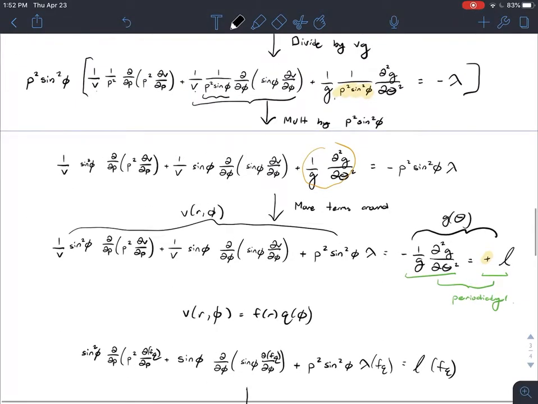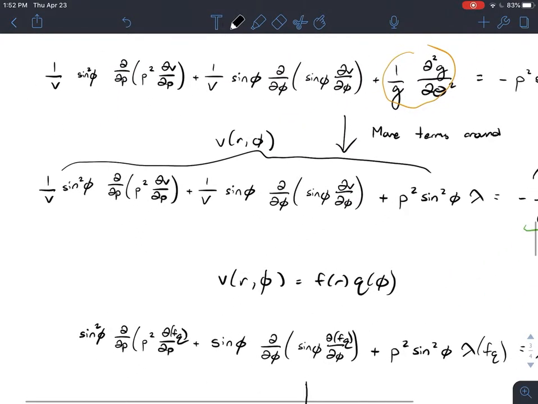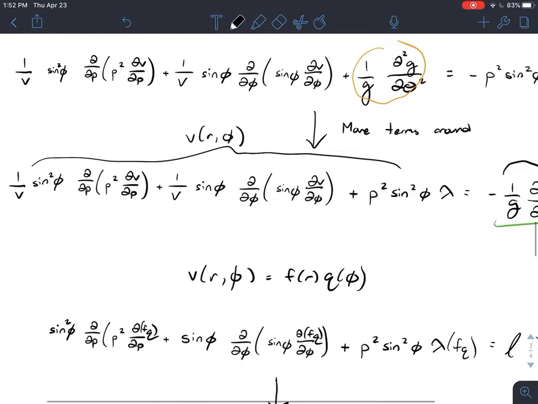Okay, since we have 4 variables that we need to separate out, we need to do another product solution to finally separate everything out. So I'm going to define v of r phi equal to f of r times q of phi.